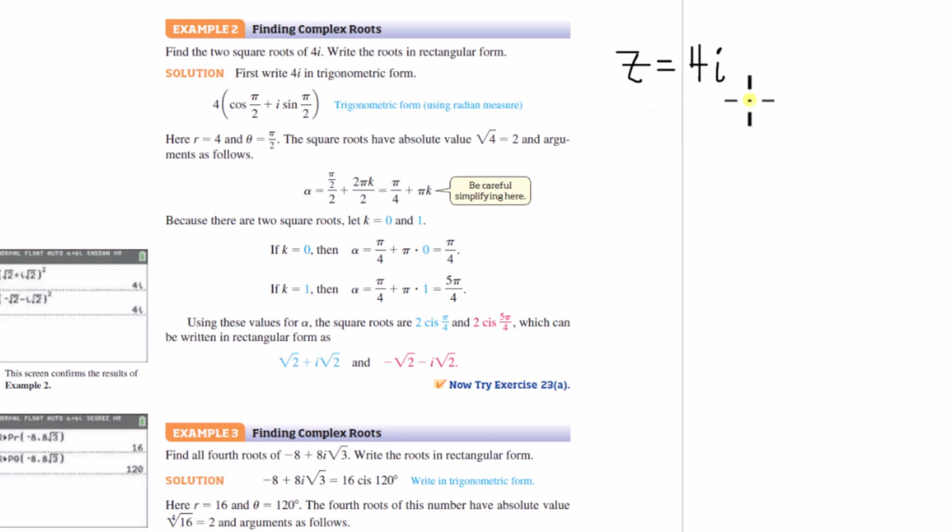So, okay, what we do is we want to put this in polar form. So the radius is going to be 4, and the angle, we know this is going to be 90.